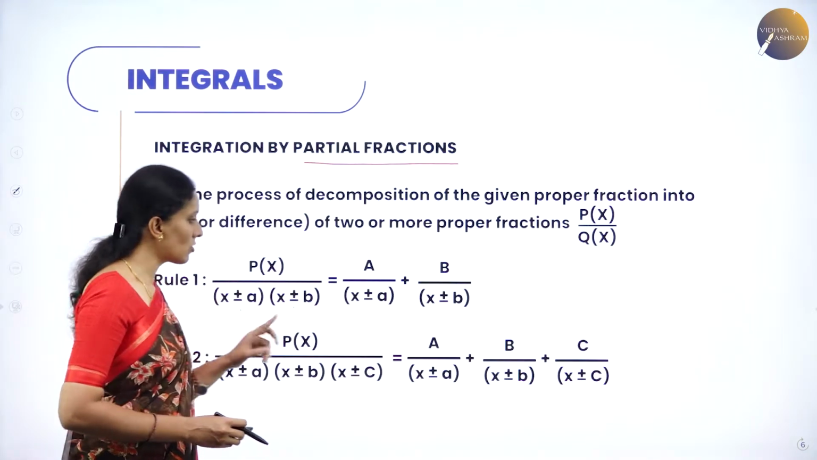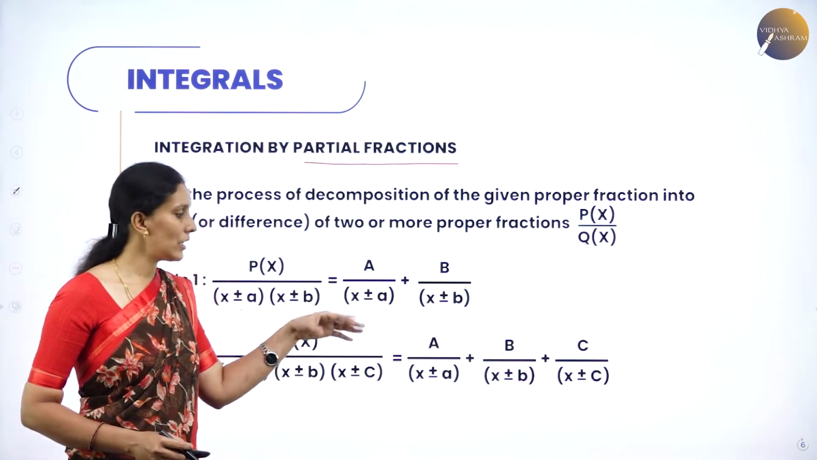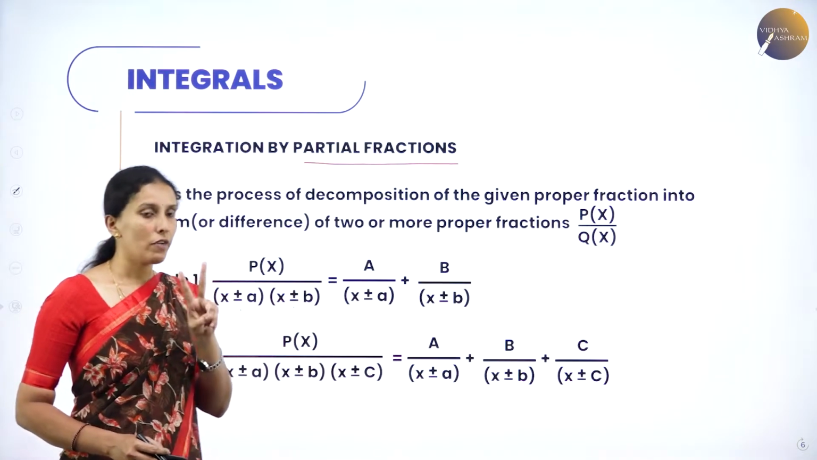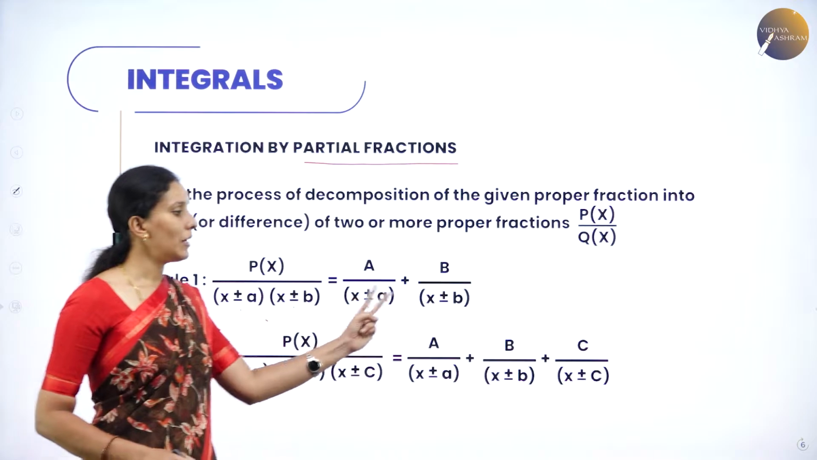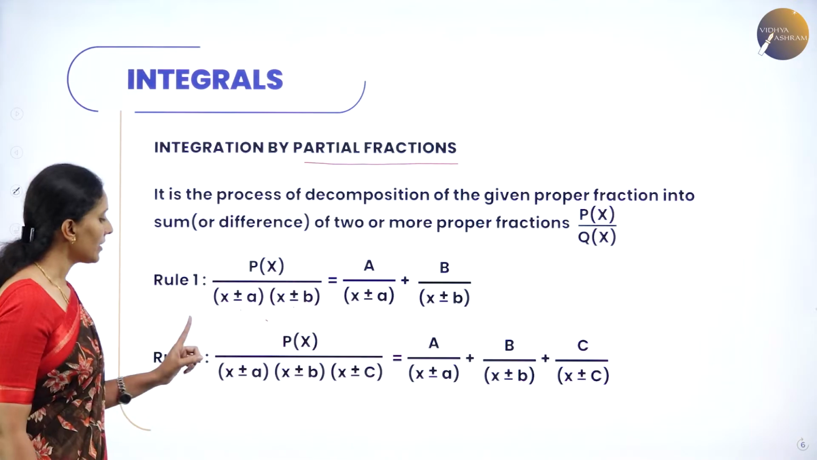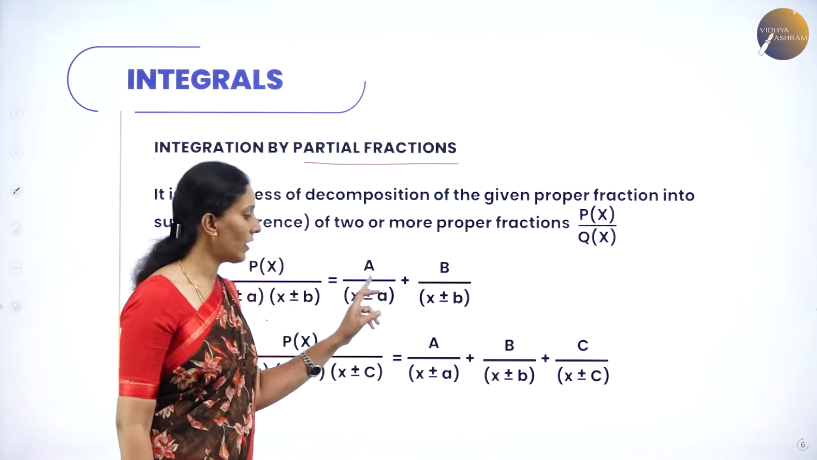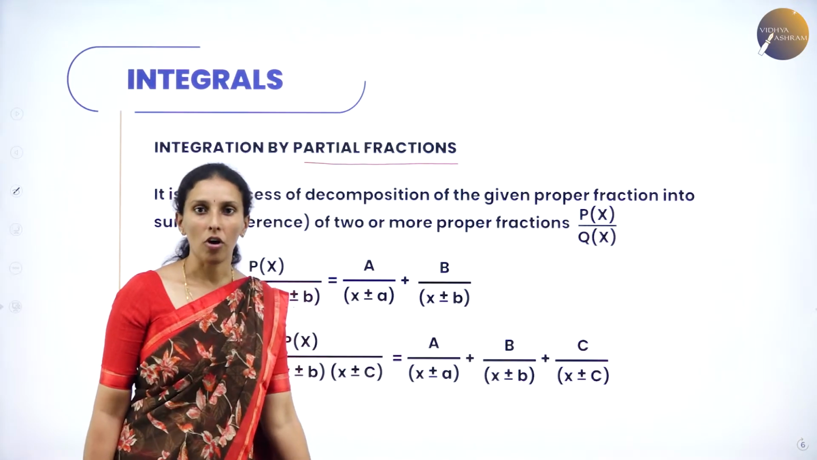So if you have minus also, it is nothing but one and the same. Either it is in the form of x plus a or x minus a, x plus b or x minus b. So when you have two factors, split into two fractions. Next, when you have three factors, split into three fractions. So you will get a, b, c, which are constants.